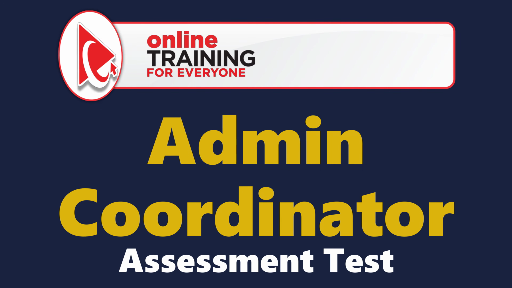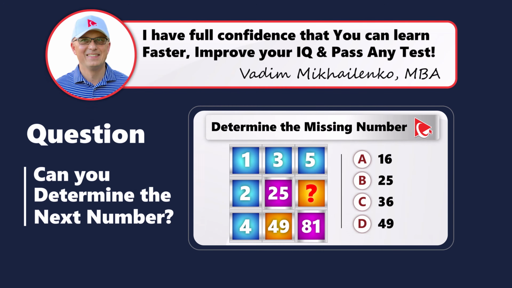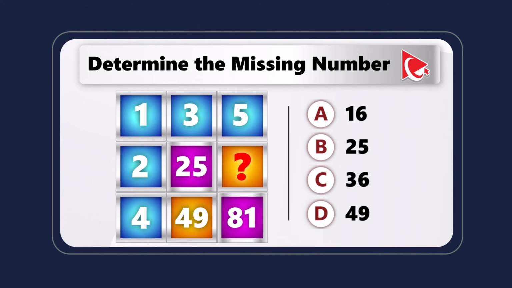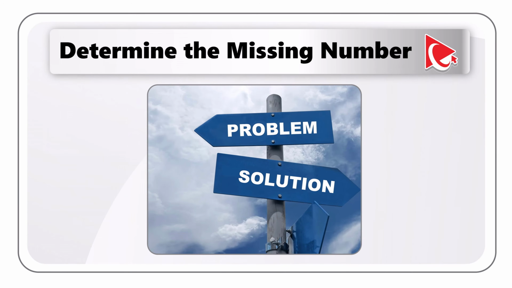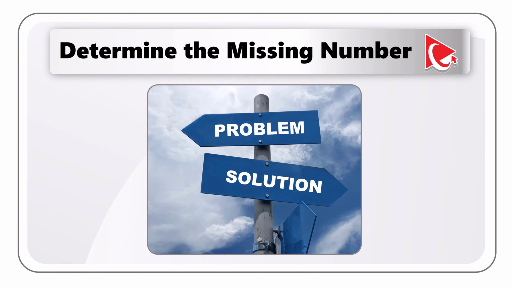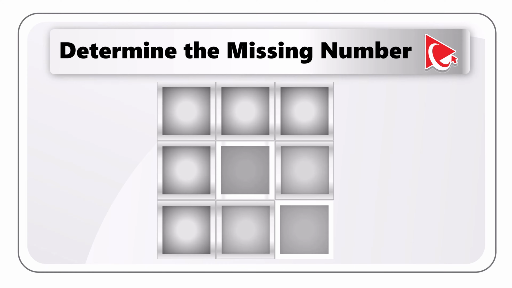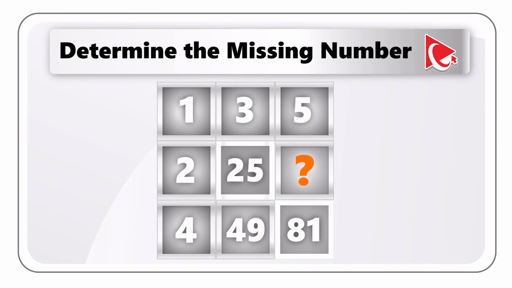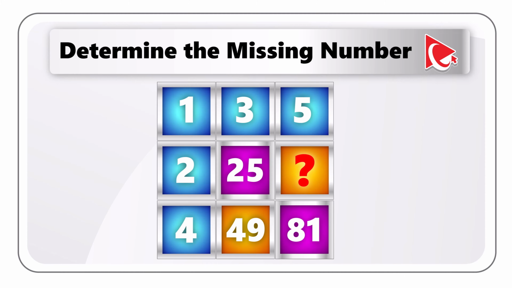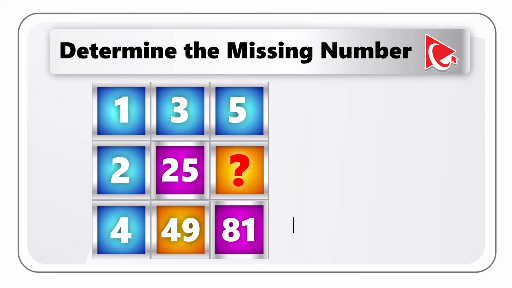I love this captivating cognitive assessment test question that not only challenges your thinking, but also equips you with the problem-solving skills applicable in everyday situations. You're presented with a 3x3 matrix. Each square in the matrix has a number, but one number is missing. The numbers are 1, 3, 5, 2, 25, then comes the missing number, and the third row of the matrix has numbers 4, 49, and 81. You need to determine and rationalize the missing number out of 4 possible choices.